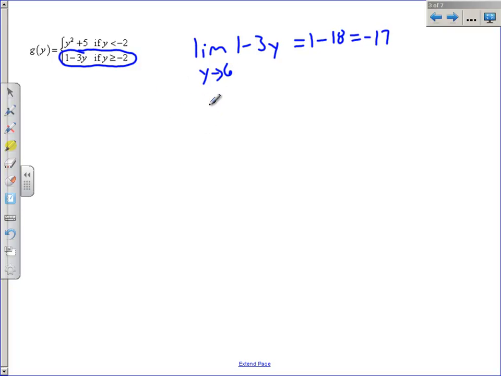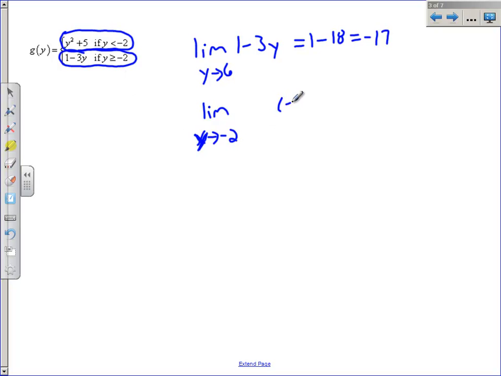But where this can get tricky is if I ask you the limit as y approaches -2. And -2 is where these two graphs meet. And so we would need to know whether or not these two graphs are trying to meet. Are they trying to head towards the same value? And an easy way to do that is find out the limit as y approaches -2 of both of them. Plug in -2 to both of these functions.